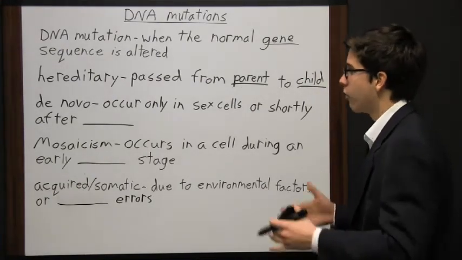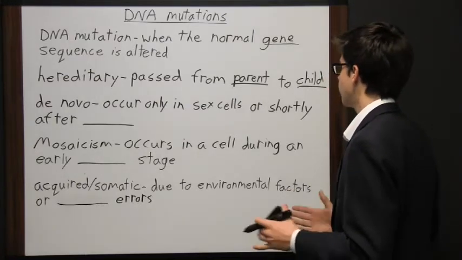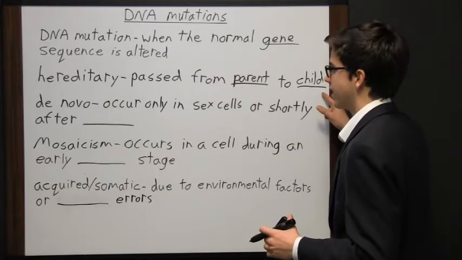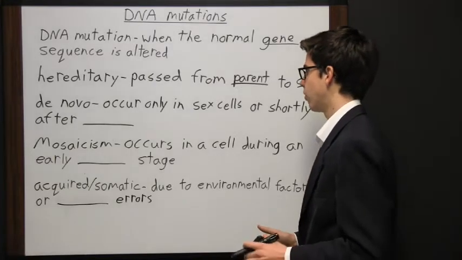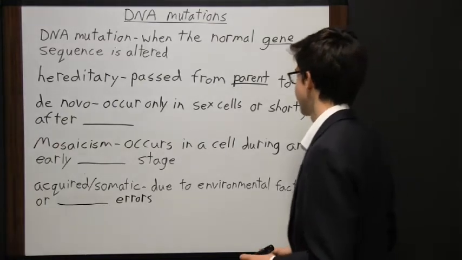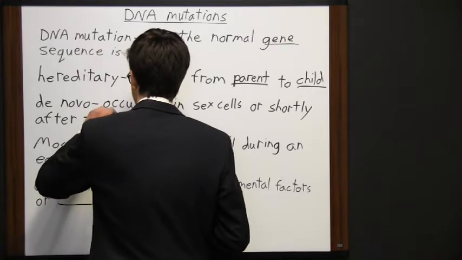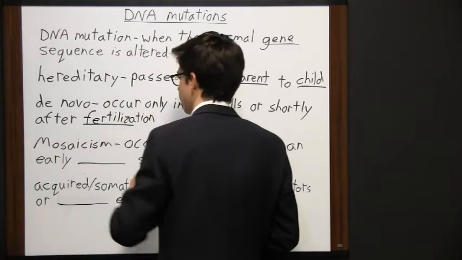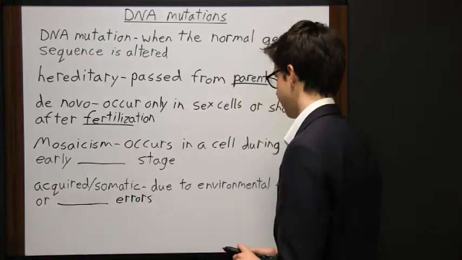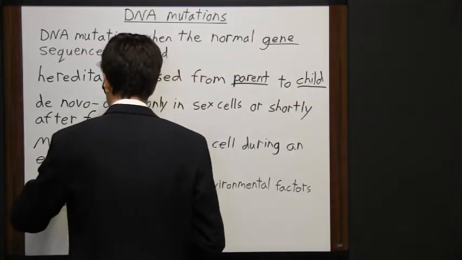Now, you may ask, okay, well, how did their parents get that gene mutation? Well, it could have been passed down to them, or it could have been from one of these causes. One is called de novo, which means it occurs only in sex cells or shortly after fertilization. Then we have mosaicism, which occurs in a cell during an early embryonic stage.